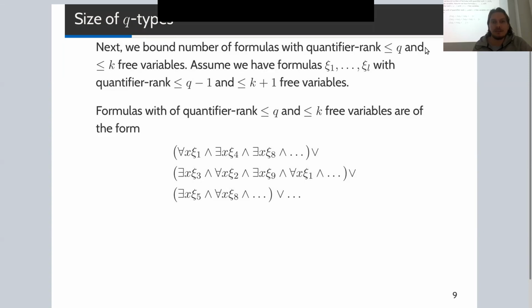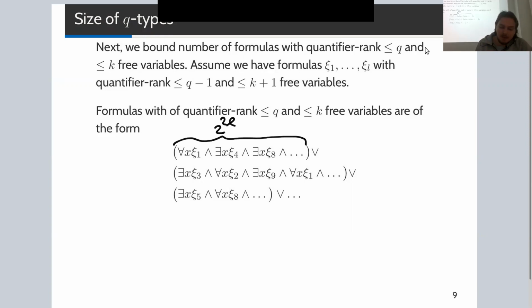conjunctions, how did I write it here? I wrote it as disjunctions of conjunctive clauses, but it doesn't matter which way you see it. And here it can be like 2 to the L different clauses, or actually 2 to the 2L, I think. Because there are L different xi's, and each xi can occur either with a universal or with an existential quantifier. So we get something like 2 to the 2L.